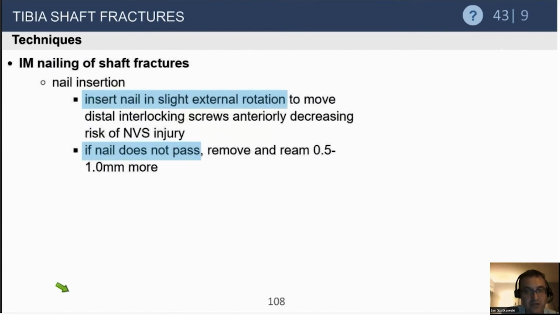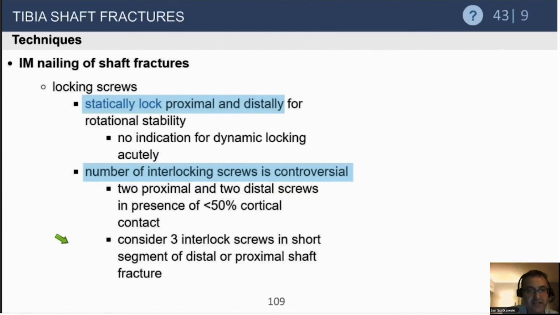For nail insertion, some people will say insert the nail slightly in external rotation, which helps you get those distal interlocking screws anteriorly, decreasing the risk of neurovascular injury. If the nail doesn't pass, check what's going on. Something might be wrong. Get a fluoro in there and reassess at that point in time. Don't try to just slam a nail in there.